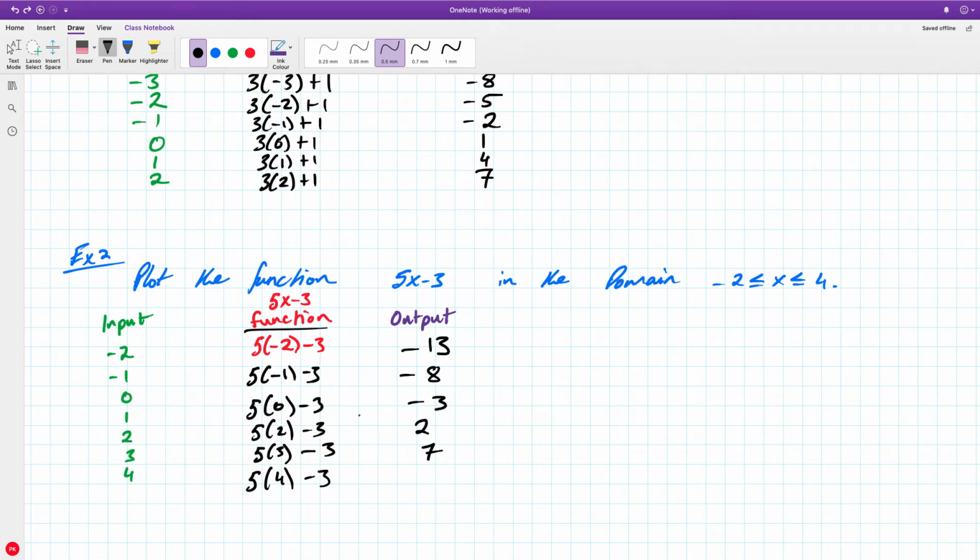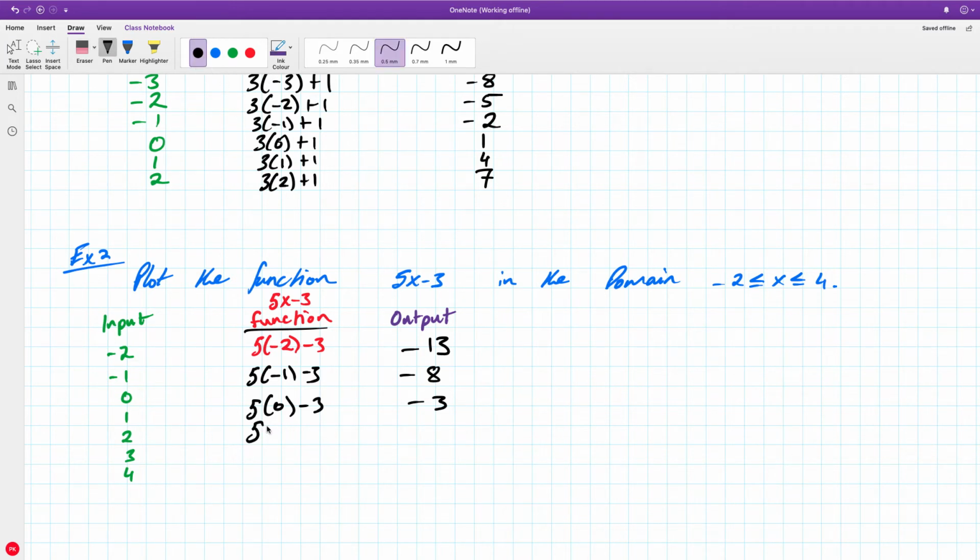5 times 2 is 10. 5 times 0 minus 3 is minus 3. 5 times 2 is 10. 10 minus 3 is 7. Am I missing one? Oh, I'm missing one. I put in a wrong number. There we go. I was wondering what was going wrong there.